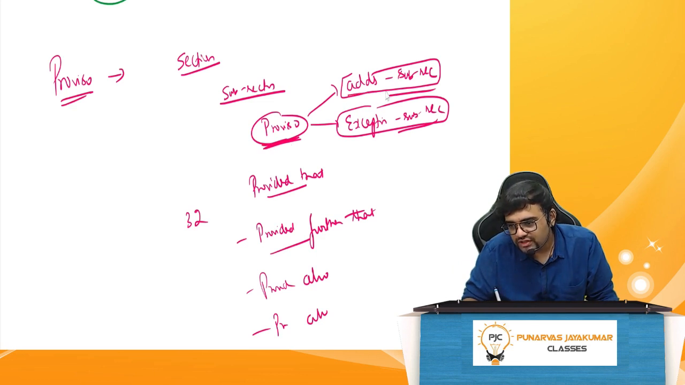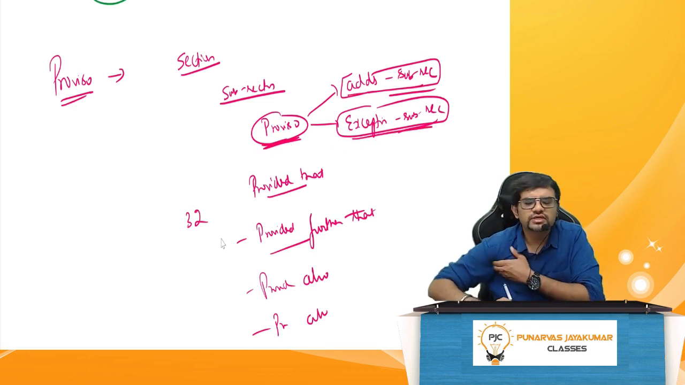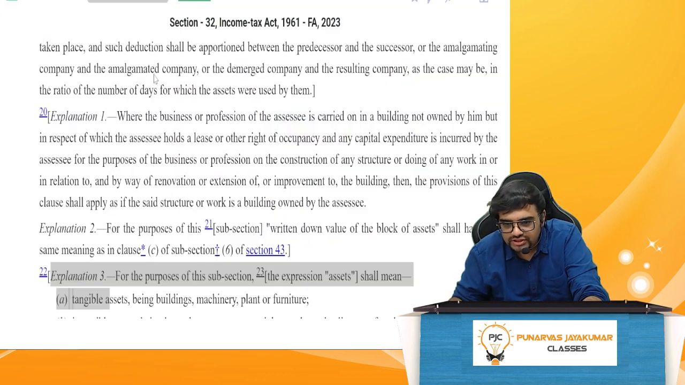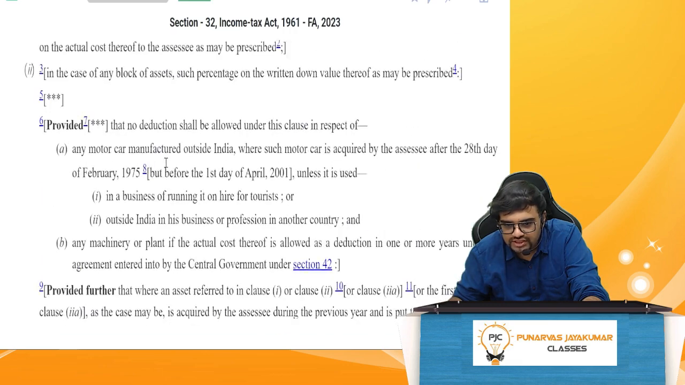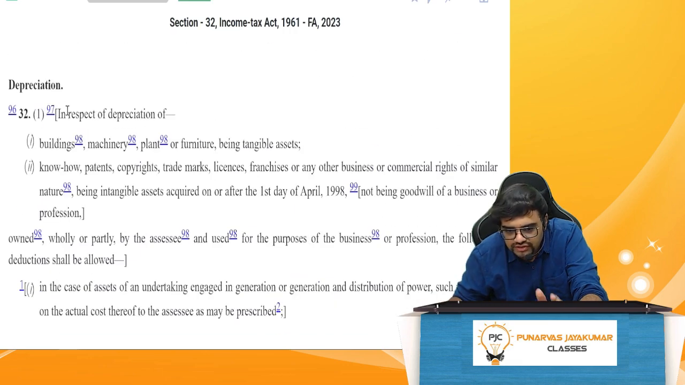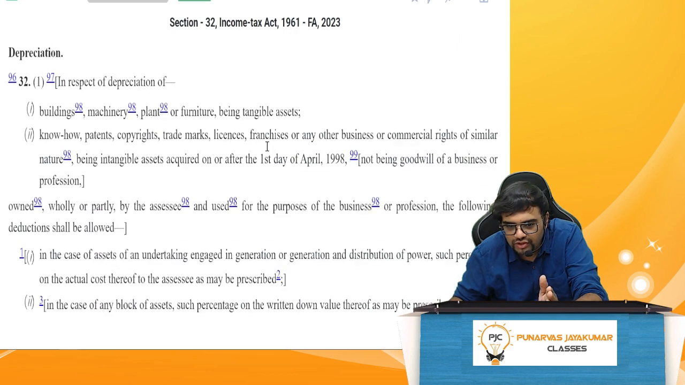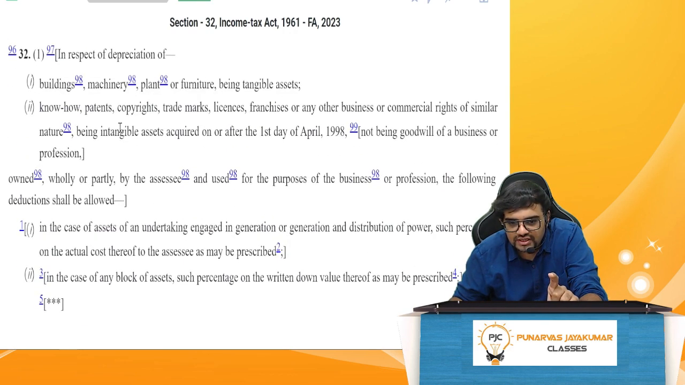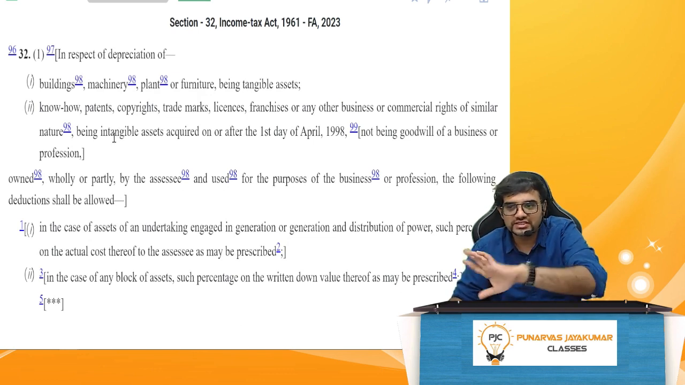A proviso adds on to the subsection or gives an exception to the subsection. So for example, here I'm just showing you that we are doing 32 only. Now we'll see that only. Depreciation, it talks about 32, generally talks about depreciation. What all depreciation you should charge on what all sections. Then you see 32 talks about charging depreciation. Now a proviso should either add on to it or give an exception.